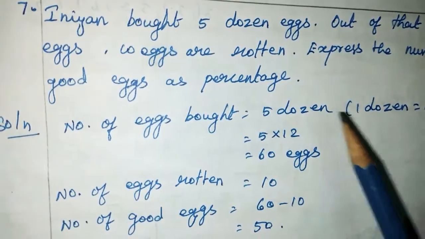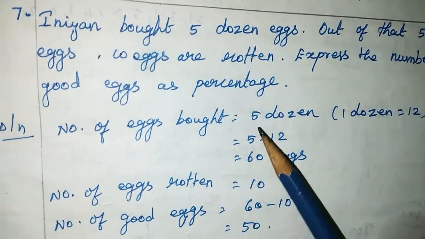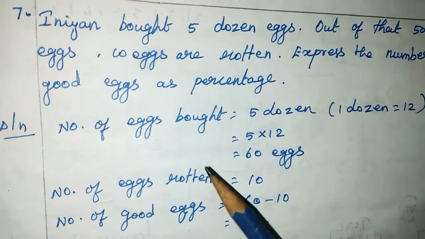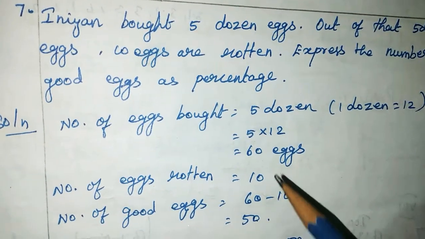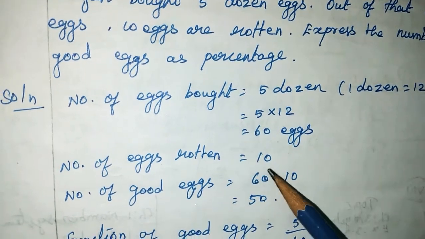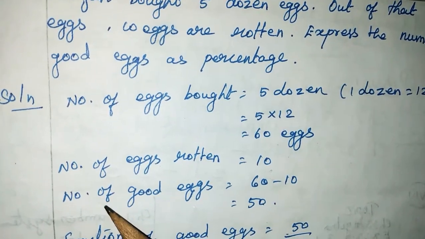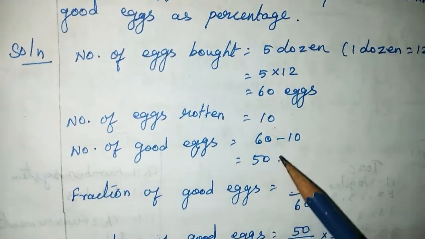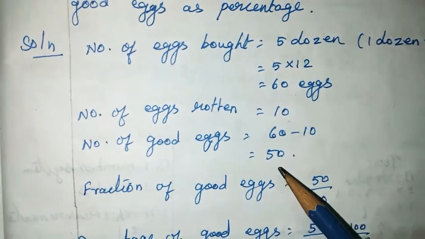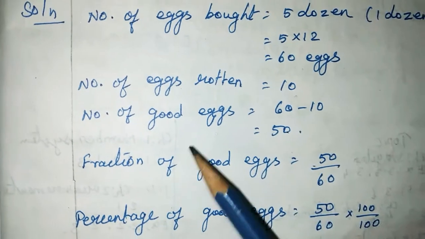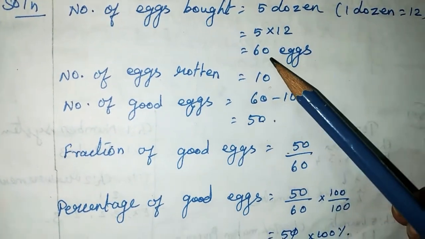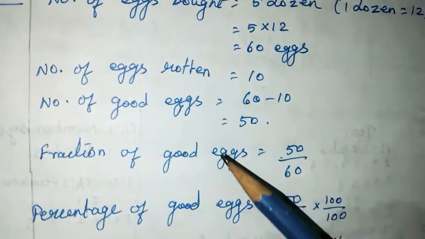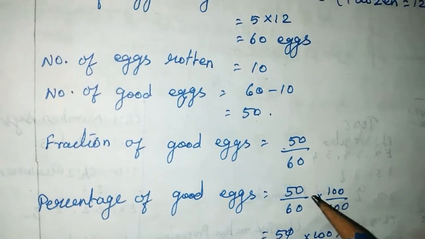We know that 1 dozen is equal to 12. Therefore, 5 dozen is 5 into 12, we get 60 eggs. Therefore, Inian bought 60 eggs. Out of these 60 eggs, 10 eggs are rotten. Therefore, the number of good eggs is equal to 60 minus 10. We get the number of good eggs as 50. Then, the fraction of good eggs: out of 60 eggs, 50 eggs are good. Therefore, the fraction of good eggs is equal to 50 by 60.